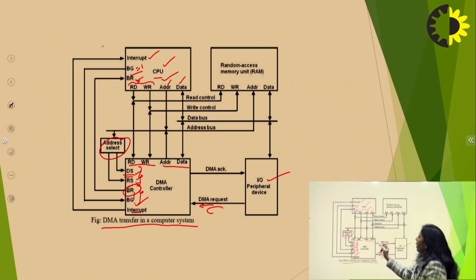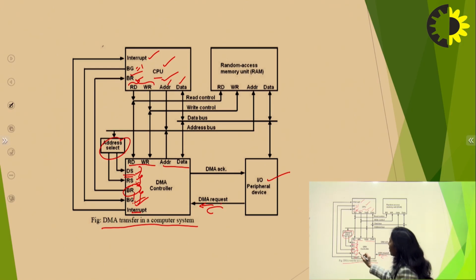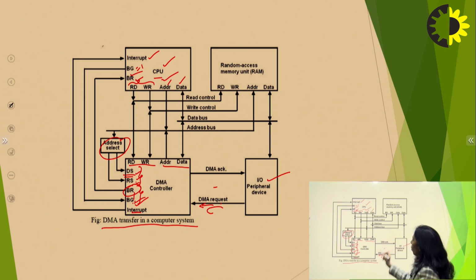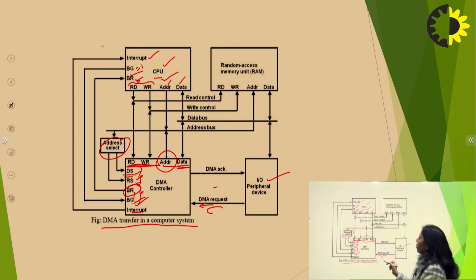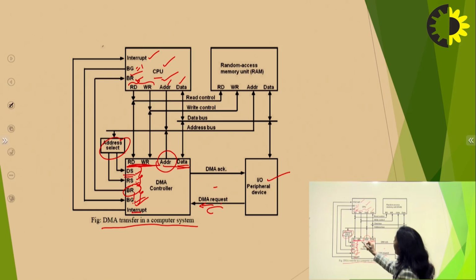Once the DMA gets the bus grant permission, that means it has taken the permission to handle all the buses, at that time the DMA will select whether the process is read or write, or from where the address is to be started, how much data is to be read or how much data is to be written to the memory. Whatever these informations are, they are then conveyed to and fro via this data bus, address bus and the control bus. These two are for the control bus, read control and write control. This is the data bus and this is the address bus.